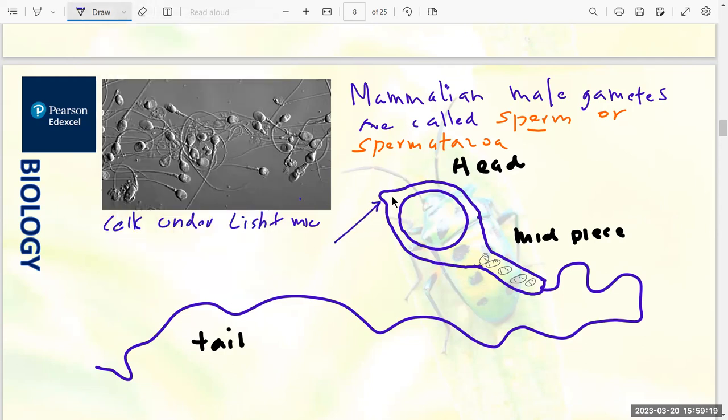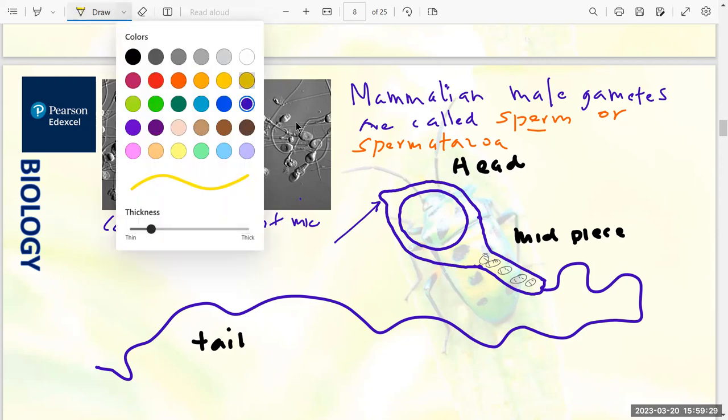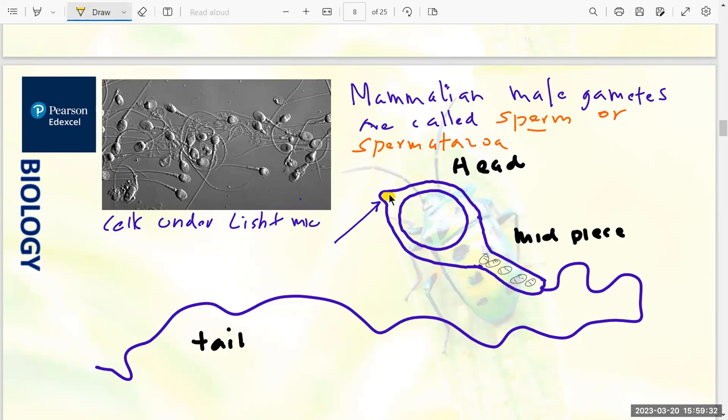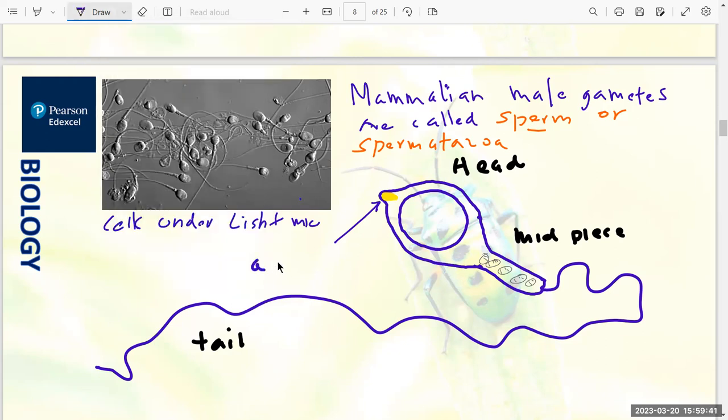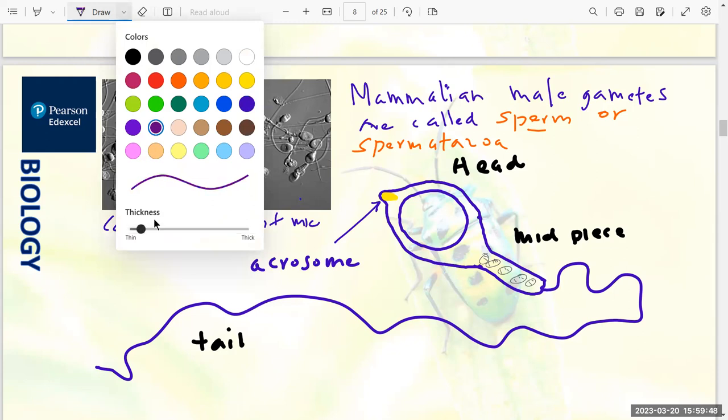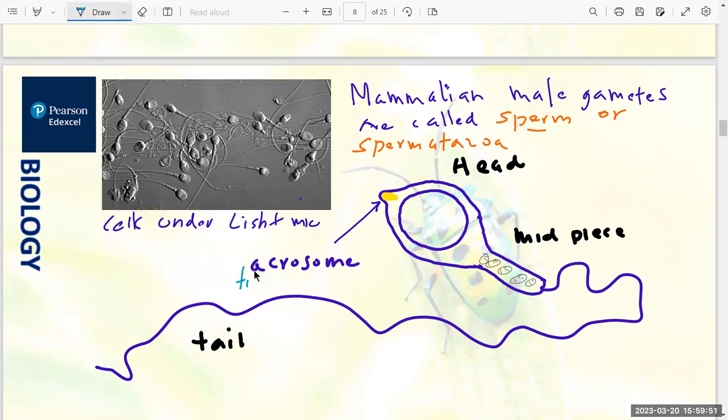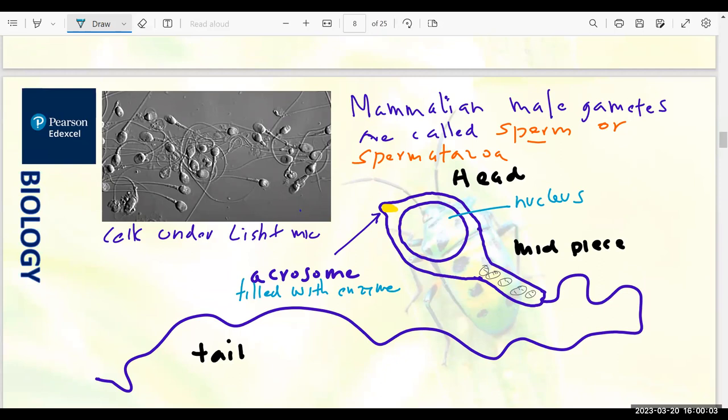Then here there is a small projection. And this projection contains enzymes, and this structure is called the acrosome. So the acrosome is filled with enzymes, and this is the nucleus. Okay, can you copy this as well?